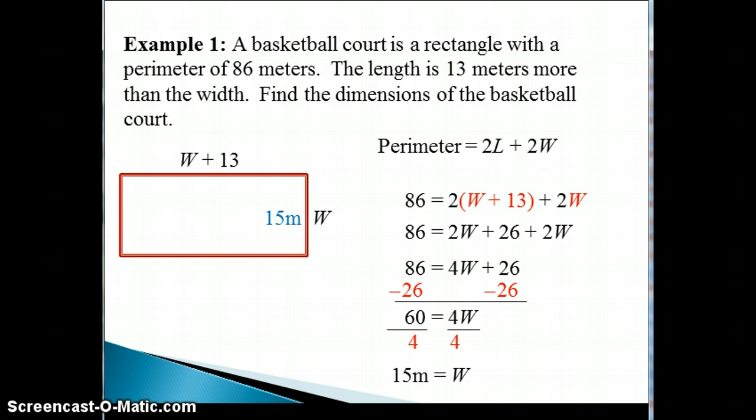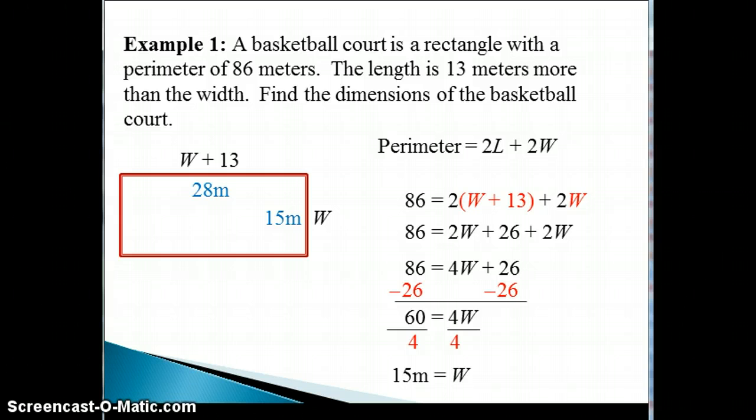Looking back at the original wording of the problem, note that we're asked to find the dimensions of the rectangle. Well, we've only found one of the dimensions, so we're not finished. Since we found the width to be 15 meters and we know the length is 13 meters more than the width, we simply add 13 to the 15 to obtain the length, which gives us a length of 28 meters.